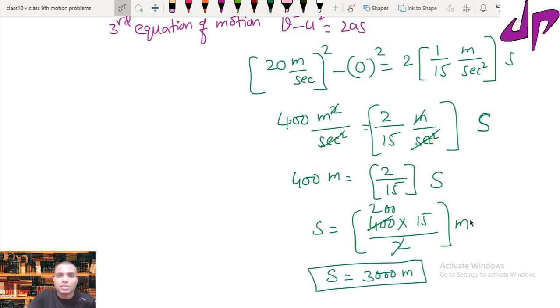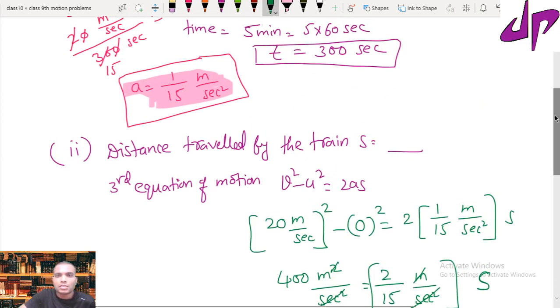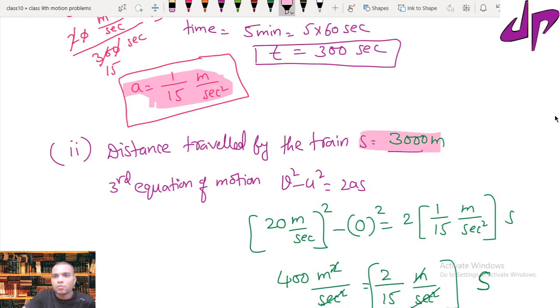So the distance traveled by the train equal to 3000 meter. So I got this value by using the third equation of motion.